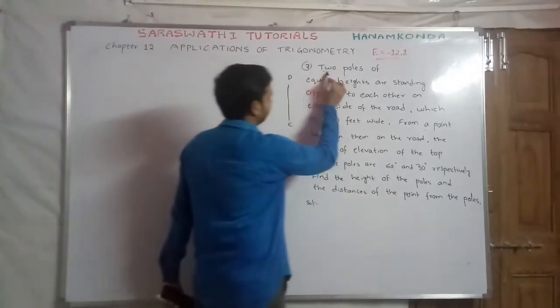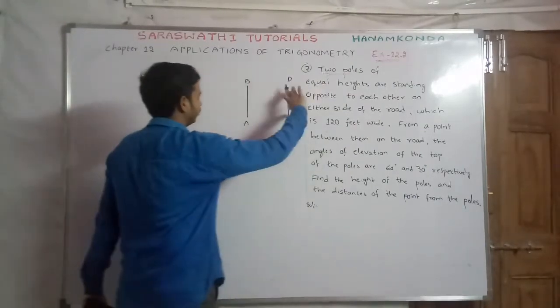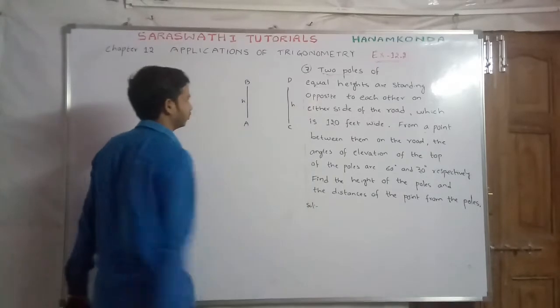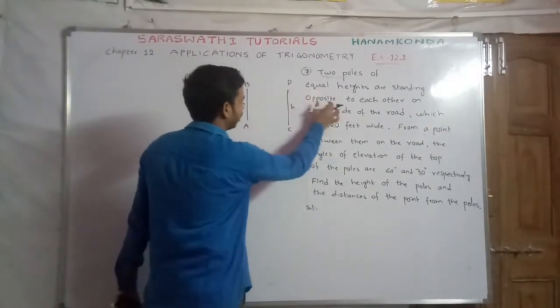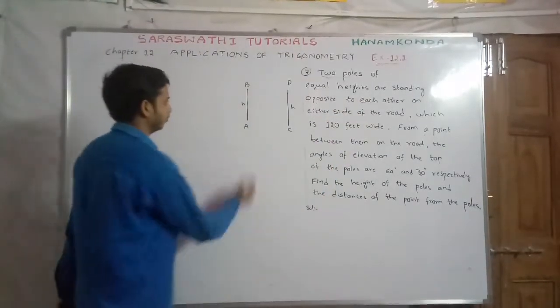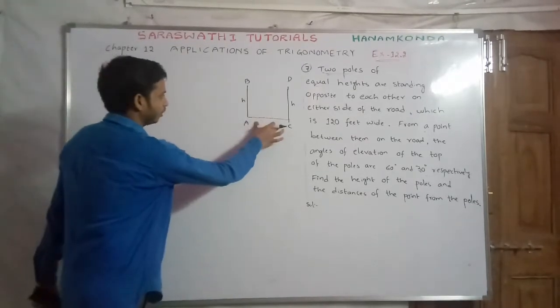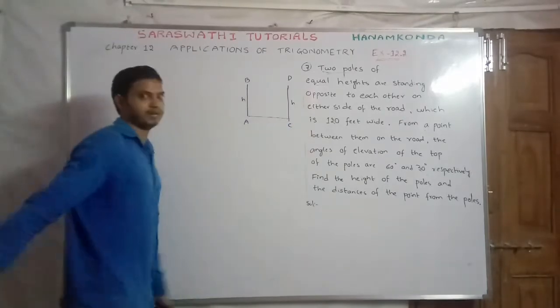So since in the question it is mentioned that two poles of equal height, that means length of AB equal to length of CD. That means height of AB is h and let us suppose the height of CD is h. Two poles of equal height are standing opposite to each other on either side of the road, which is 120 feet wide. So let AC be the width of the road, AB is one side of the road and CD is the other side of the road.